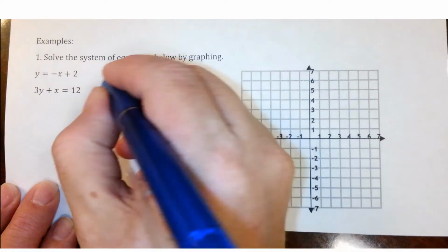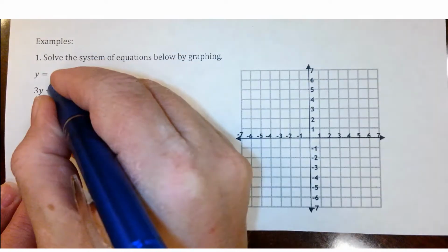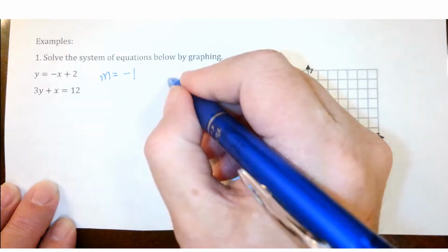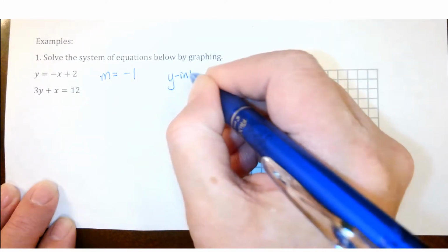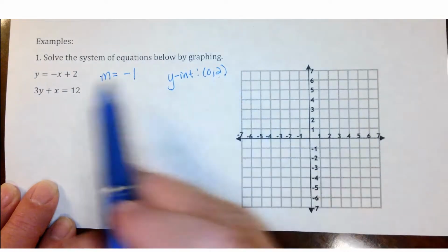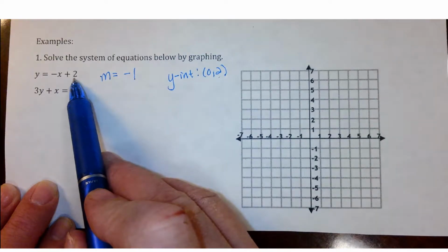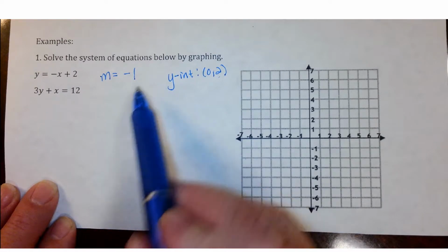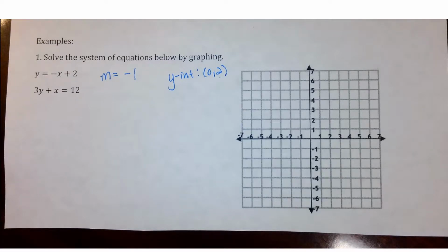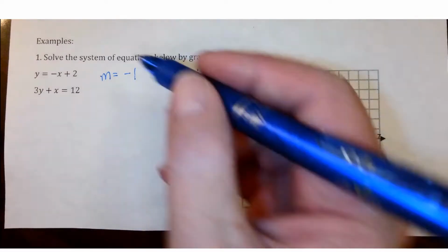So our slope here is -1. And our y-intercept is (0, 2). Remember that we get the 2 from b, y equals mx plus b. And let's talk about the slope here. We've got -1. So this -1 is going to be really -1 over 1.